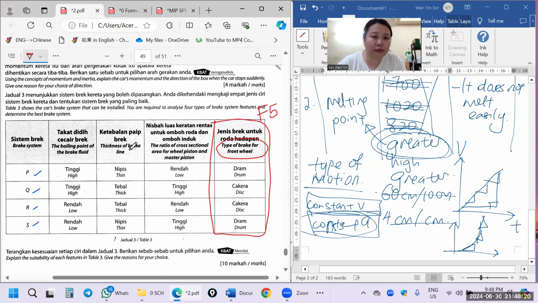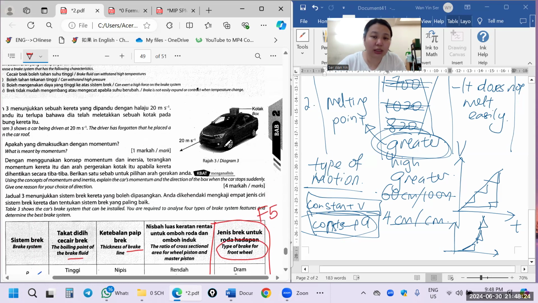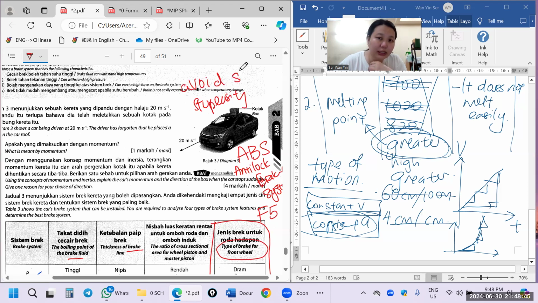Here got one more. If they ask for brake, normally we say the brake is ABS brake. ABS means anti-lock braking system. Correct? So can stop easily. Or actually also avoid slippery skidding.